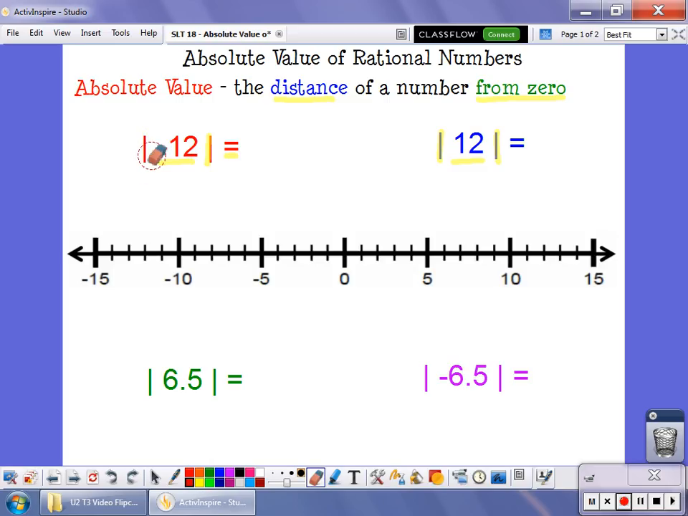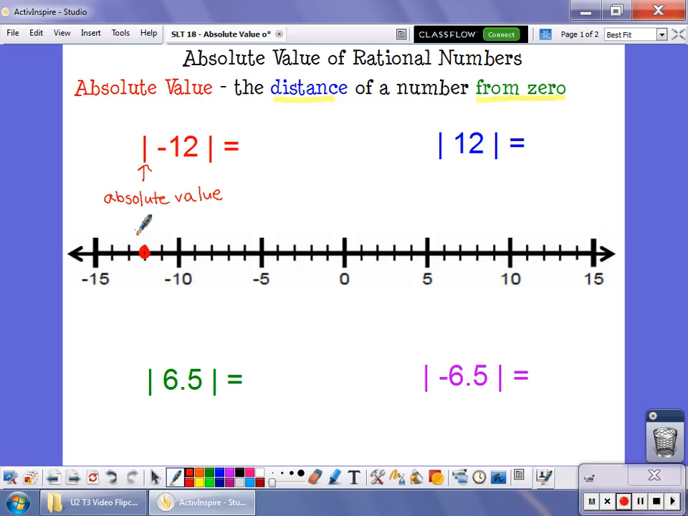It's important for you to know that these lines around the numbers stand for absolute value. Okay, this is the symbol that we use for absolute value. You put these straight lines on either side of the number. So the absolute value of -12 is referring to how far away from 0 is -12. So let's put that on our number line.